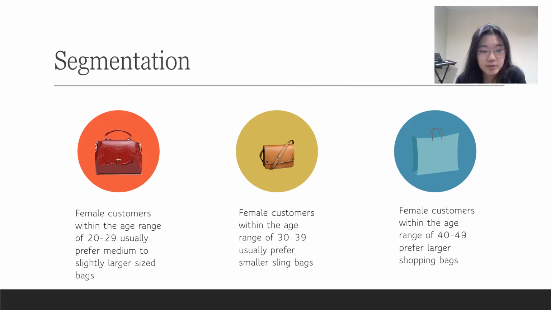But with the appropriate usage of segmentation, which is the assembling of soon to be buyers into groups or segments with similar needs and who respond similarly to a marketing action. An example of this would be if Marc Jacobs were to segment their consumers of a certain age range, by example, their homogeneous preferences. I've included an example in the slides where, for example, female customers within the age range of 30 to 39 usually prefer sling bags.